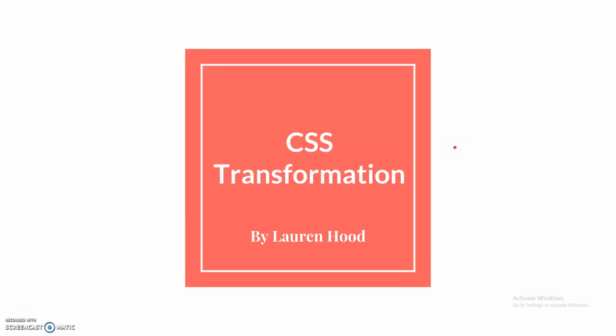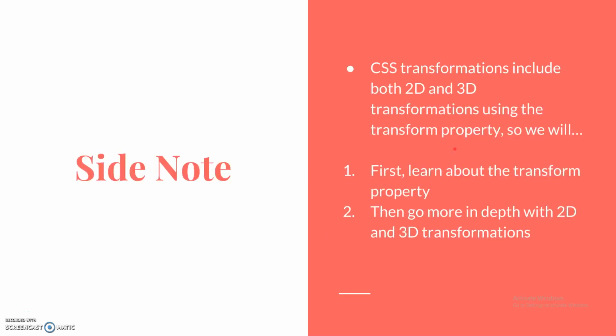Today we'll be taking a look at and learning about CSS transformations. I want to start off with a side note. CSS transformations include both 2D and 3D transformations that both use the transform property. So first we will learn about the transform property on its own, and then we will go slightly more in depth with 2D and 3D transformations.